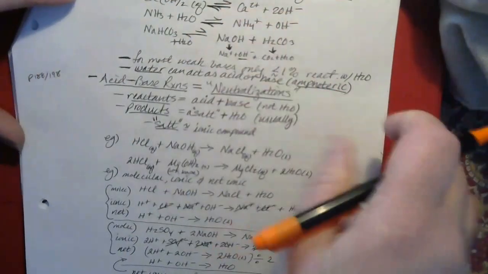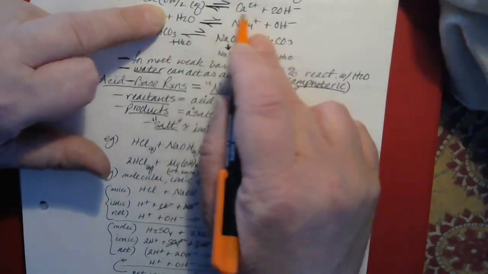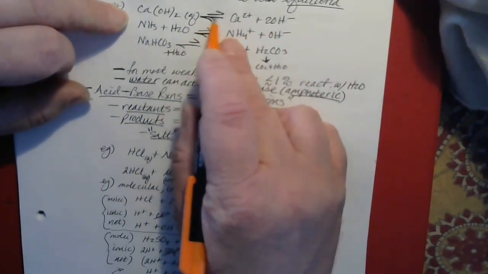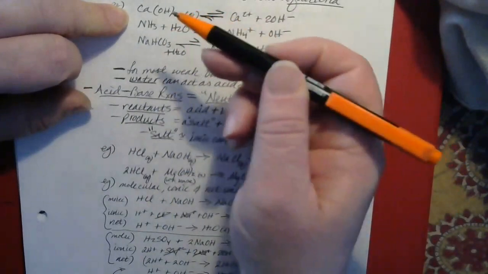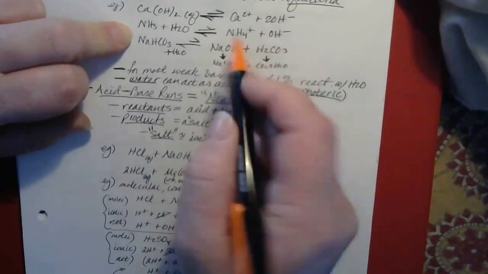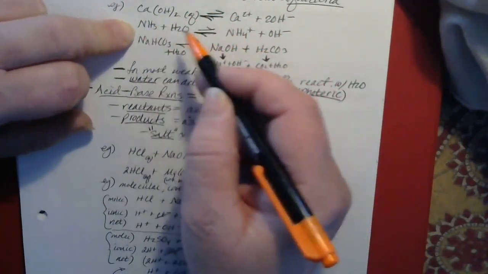The reactions of weak bases in water are also equilibrium reactions. So calcium hydroxide in water would partially dissociate into calcium ions and hydroxide ions. But again, I'm making the backward arrow bigger just to remind us that most of it will be in this form rather than that form. Ammonia and water, again, will combine and you'll get ammonium ions and hydroxide ions, but again, most of it doesn't react.